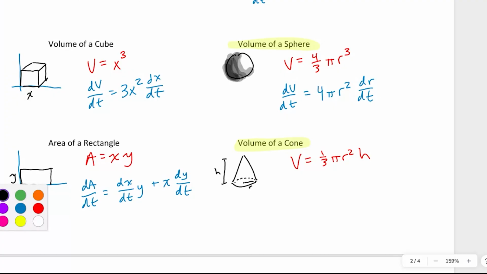Okay, so let's differentiate this. We are going to have to use product rule again. So dV/dt, with my quote unquote f being 1/3 pi r squared and my g being h. The derivative of this first part is 2/3 pi r times dr/dt times h. So that's the f prime g plus f g prime. So plus 1/3 pi r squared times the derivative of h with respect to time, which is dh/dt.